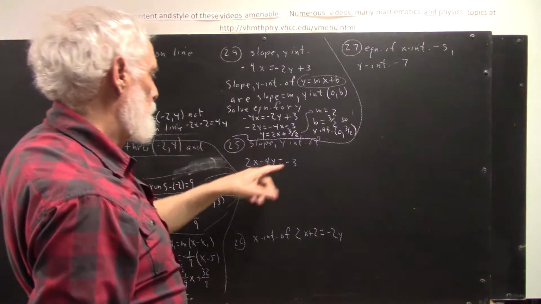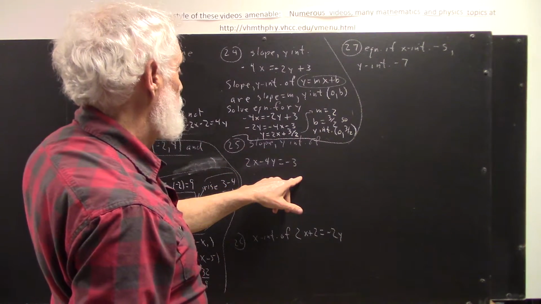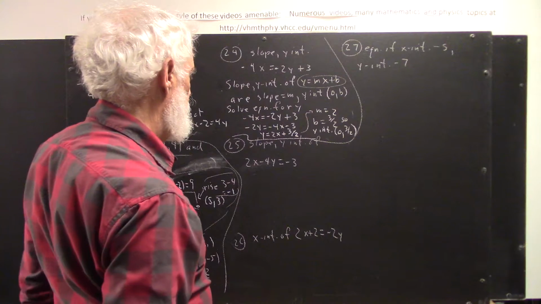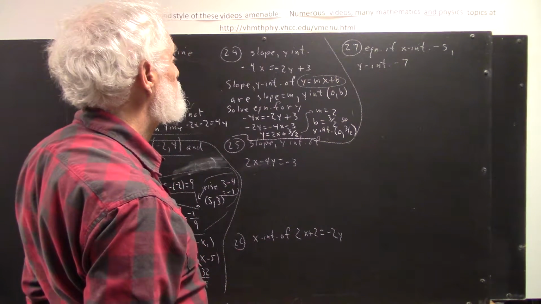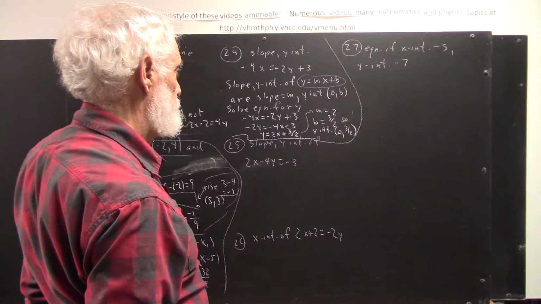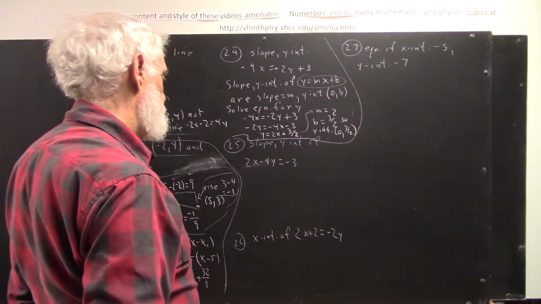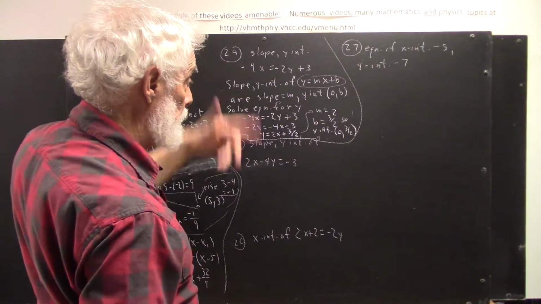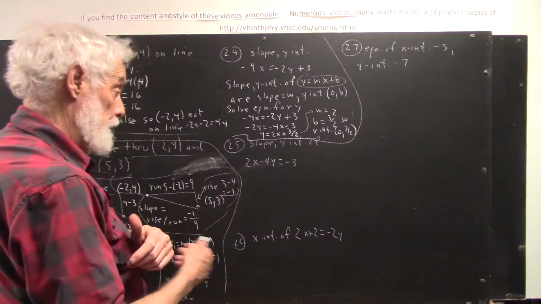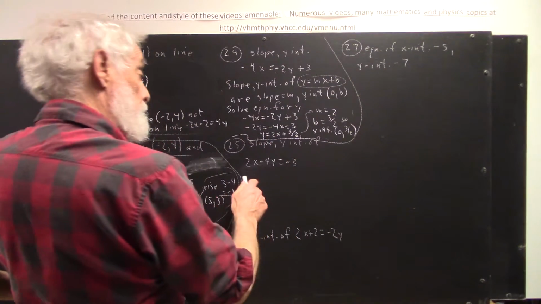Now, what are the slope and the y-intercept of this equation? I'm trying to see what's different about this situation and this, and I'm not sure what it is, but we'll go ahead and find it.